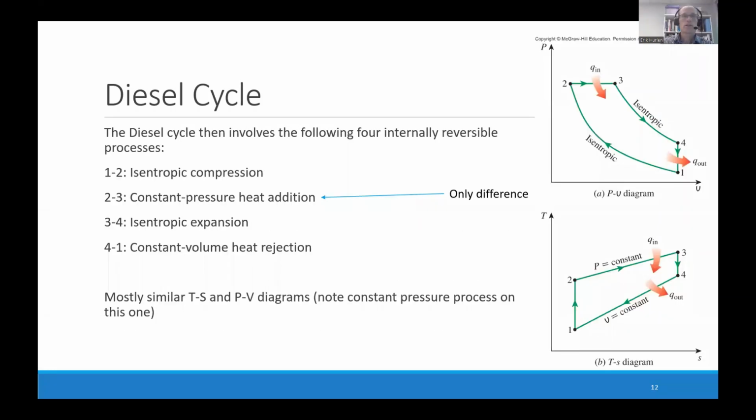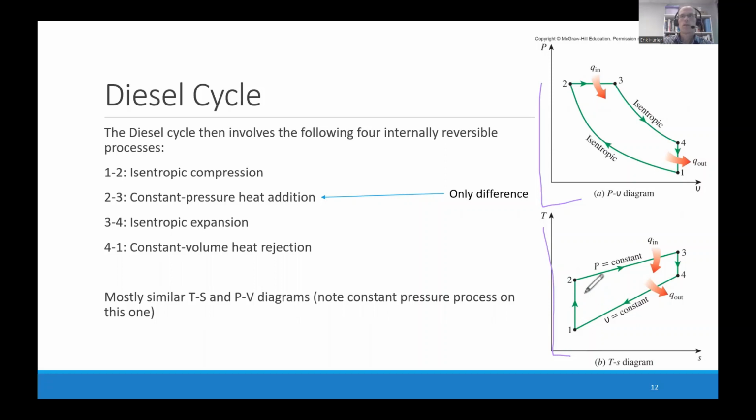So the diesel cycle consists of the following four internally reversible processes. 1 to 2 is an isentropic compression. 2 to 3 is a constant pressure heat addition process. Again, the only difference to the Otto cycle. 3 to 4 is isentropic expansion, and 4 to 1 is constant volume heat rejection. These are shown here on PV and TS diagrams.